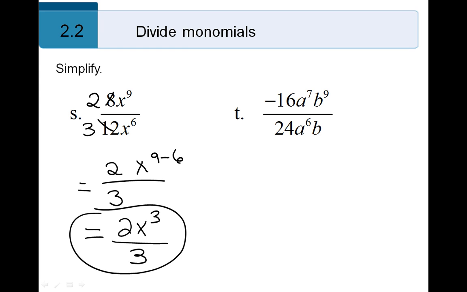I just want to point out, it would still be okay to write our answer as 2/3 with the x cubed right out front. But understand that x cubed is on the numerator. It's not on the denominator.